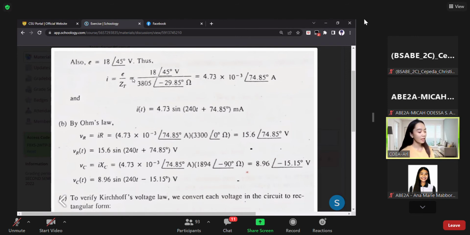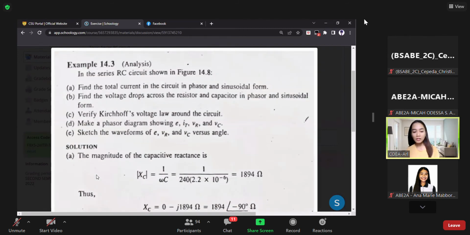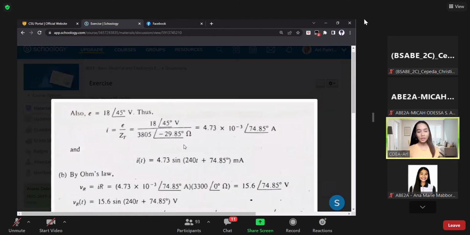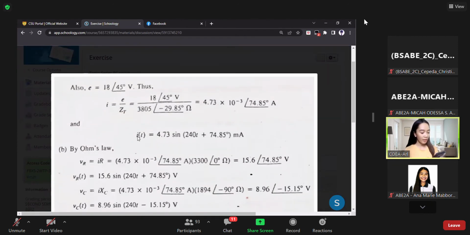So let's solve. Let's input in our calculator 18 angle 45, that is positive kanina, since plus yung naka-indicate doon. So kung plus siya dito sa given, syempre, positive yung angle mo. But if it is subtraction, kung minus yan, minus yung angle mo. So let's consider the positive. So we have 18 angle positive 65 degrees over the solved impedance kanina, which is 3805 angle negative 29.85.